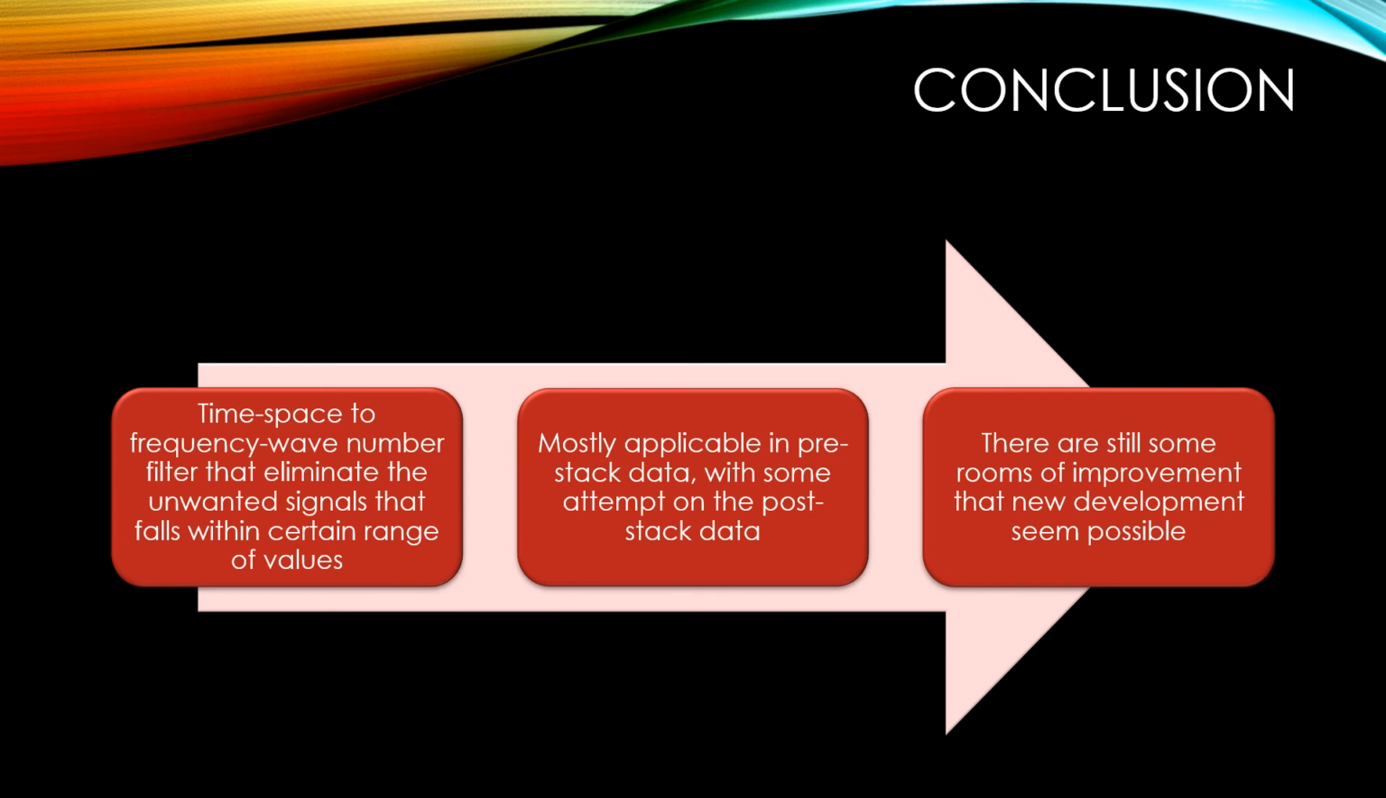In conclusion, the FK filter is a filtering method where we convert the time-space domain of our signal into the frequency wavenumber domain in order to eliminate the unwanted signal that falls within a certain range of frequency or wavenumber. It is mostly applicable in short gathers in prestack data, with some attempts on poststack data that could be effective. Despite its ability to remove the unwanted signal as we design our processing flow, there are still some room for improvement that many scientists or geophysicists may try to develop to make the method work even better.